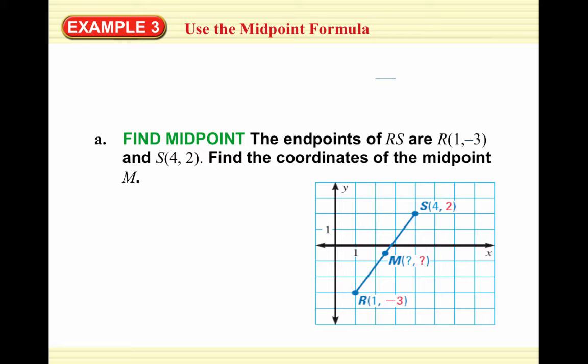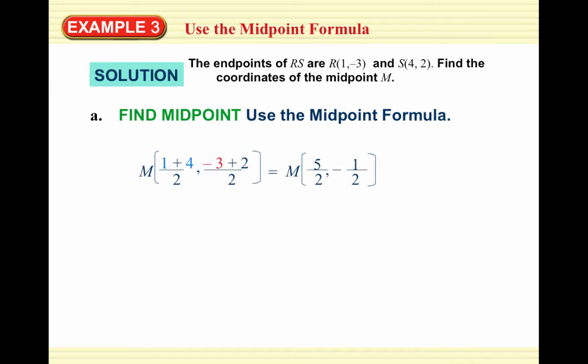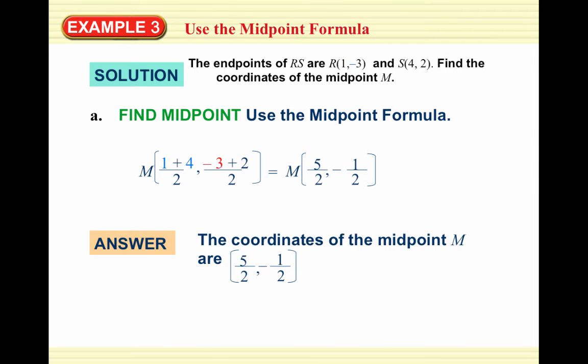So let's do some examples. We have one endpoint at 1, -3, and the other endpoint at 4, 2. So now we can guesstimate, okay, what's between 1 and 4, and what's between 2 and -3. So the formula is the two x's added together, so 1 plus 4 divided by 2, so that'd be 5 divided by 2, and we have -3 plus 2 divided by 2, so we get the midpoint is 5/2, -1/2.